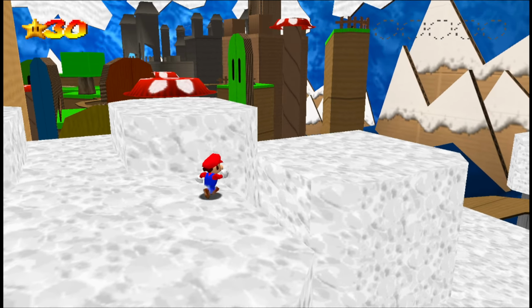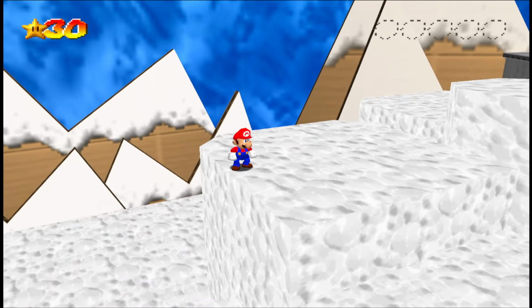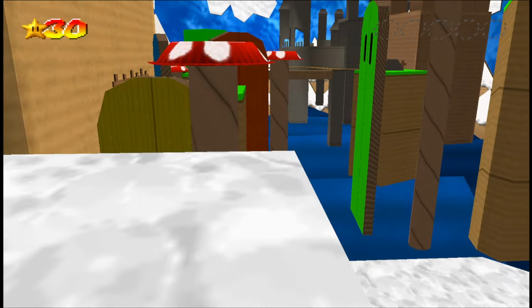Hello, this is Case, and I would like to talk to you about normal maps or whatever this is, because no one can tell me.